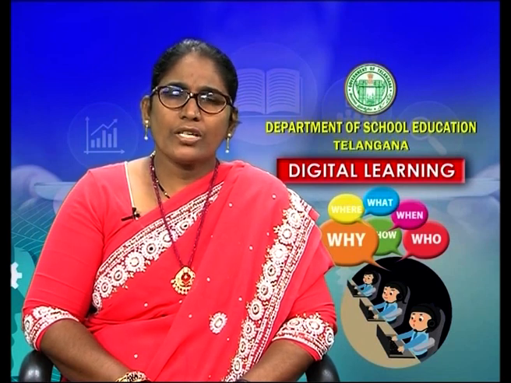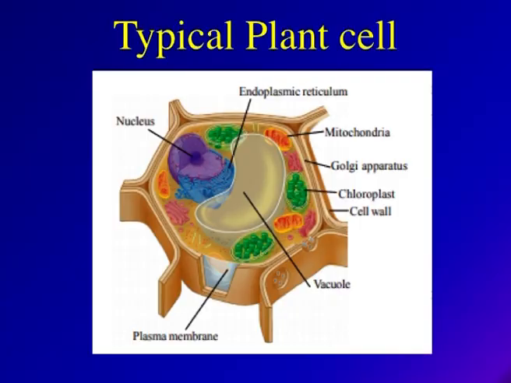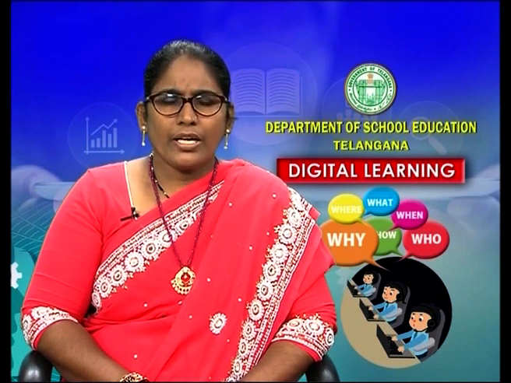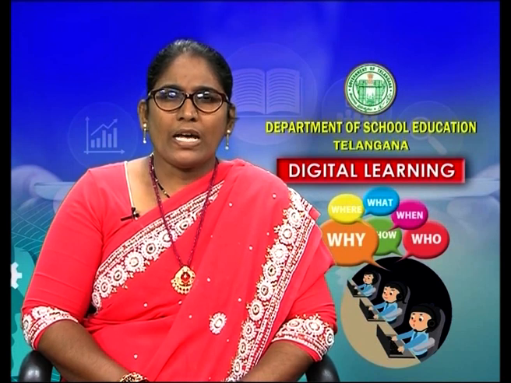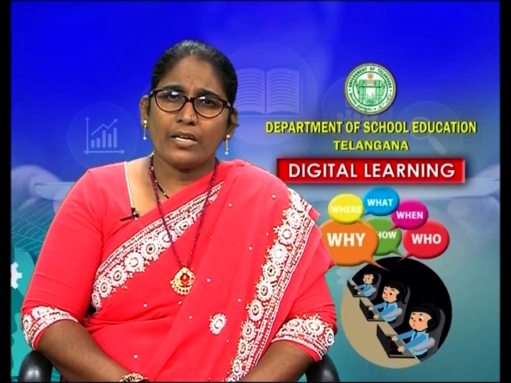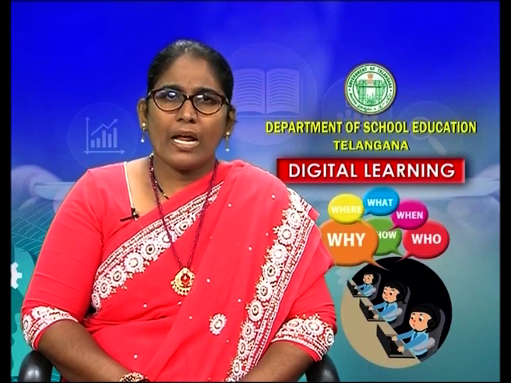We will study a typical plant cell. Children, can you see this cell? It is a single cell taken from a plant. Then let me tell you what is typical. Here we call it a typical plant cell because all cells do not have all cell organelles. For example, chloroplast. Chloroplast is present in plant cells, but it is not present in all plant cells.